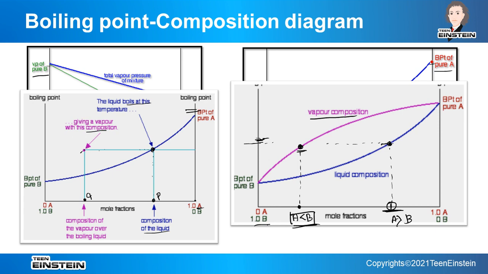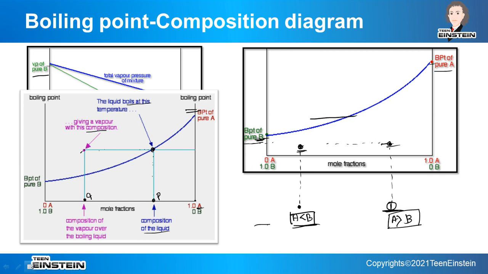But if you consider the corresponding point in the liquid line, now A is high. So in this way we can make the corresponding boiling point composition diagram starting from the vapor pressure composition diagram. Okay.